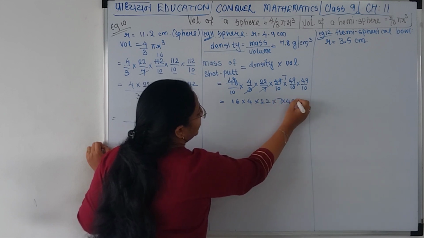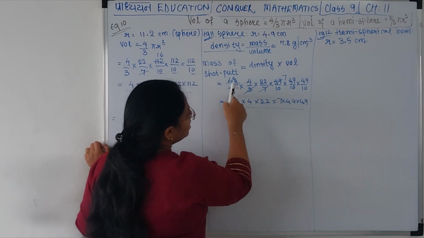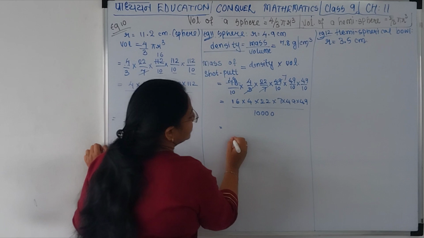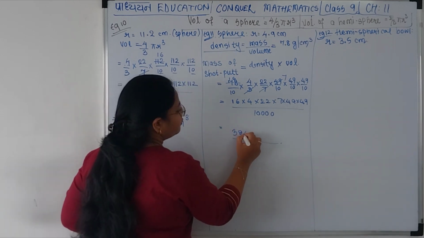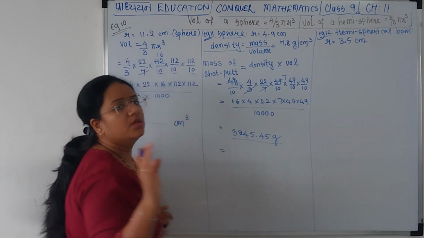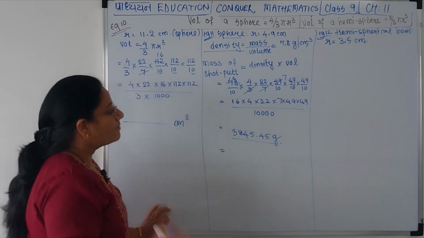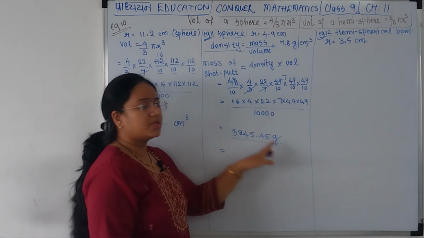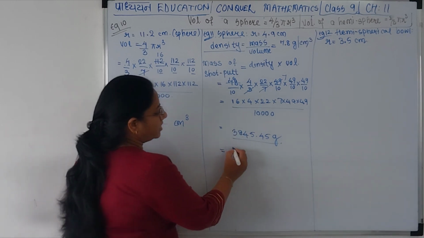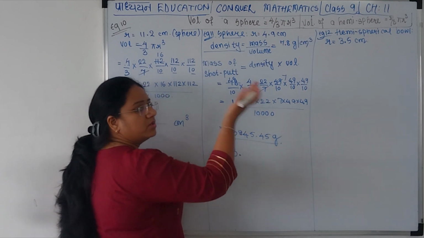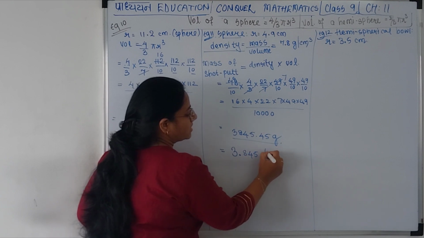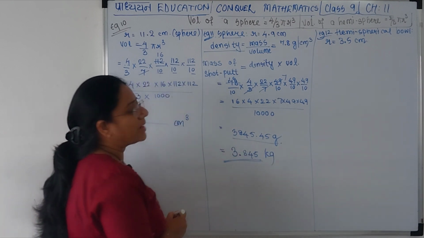Whatever you get as the multiplication answer, you have to put 4 decimal points. That's all. So the answer will come out to be 3845.45 grams approximately. Now you have to convert this into kg. Even if you don't convert, it is not wrong, but just because the answer is in grams and in thousands, 3845 grams, we convert it into kgs by putting 3 more decimals. So 3.845 kg. That is your answer. That is the mass of the shot put.